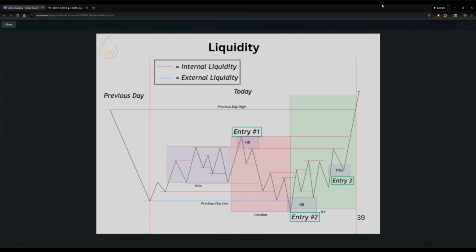And then entry number two is your external to external, because we took the external low and we're targeting the external high. So entry number two is external to external. Entry number three is just a continuation, but we're going from the internal of the range to the external high. So entry number three is internal to external.